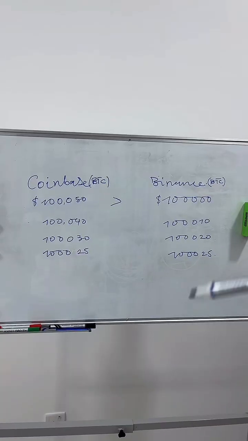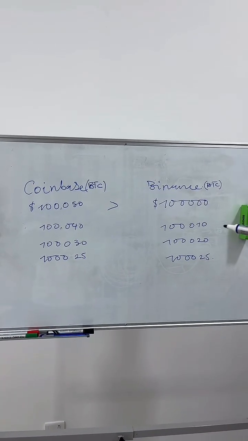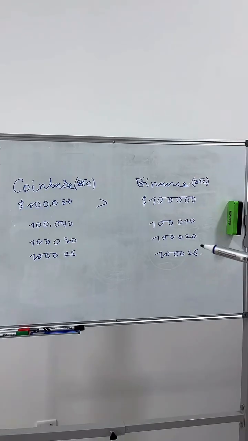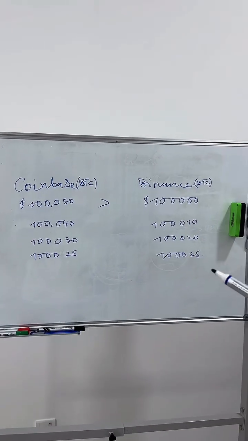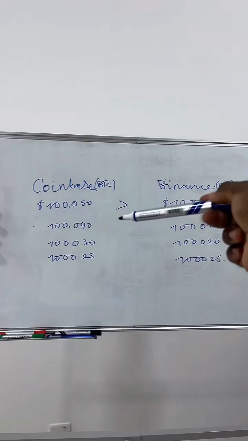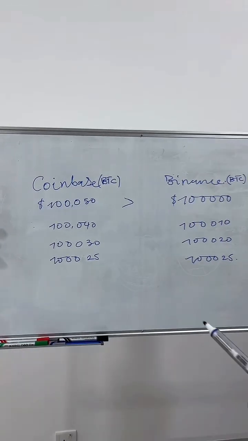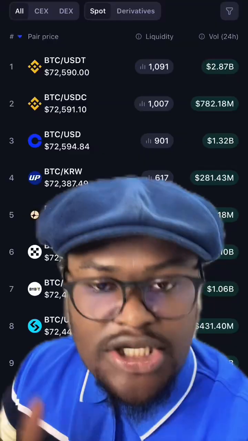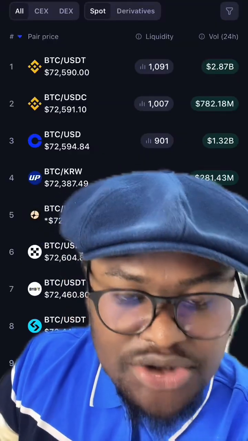So as you get more and more people doing that, buying on Binance, selling on Coinbase, buying on Binance, selling on Coinbase, you keep increasing the price on Binance and decreasing the price on Coinbase. And then you end up with the same price. So that's essentially how arbitrage trading works.